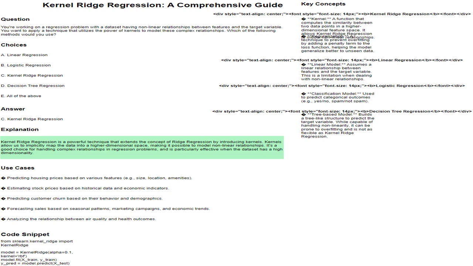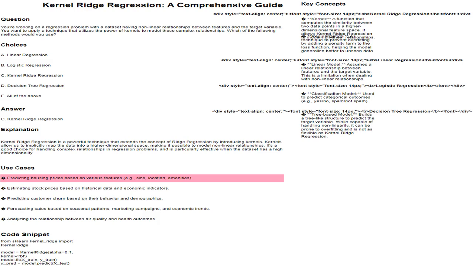Regularization is a technique used to prevent overfitting in machine learning models. It adds a penalty term to the loss function, encouraging the model to find simpler solutions. It helps the model generalize better to unseen data. Overfitting occurs when a model learns the training data too well, failing to generalize to new data points. This can lead to poor predictions on unseen data.